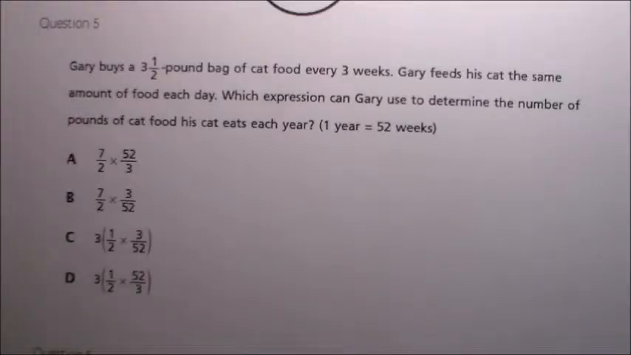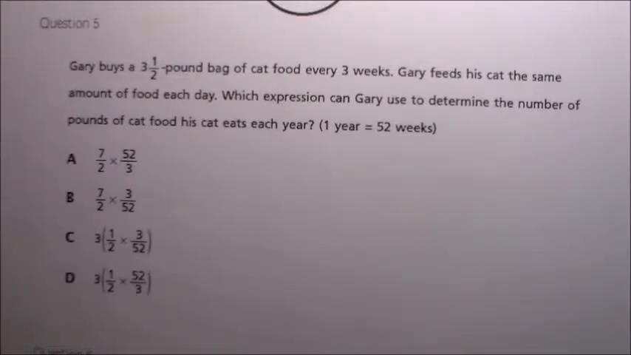Okay, question 5. Question 5 is a horrible, no good, poorly written question. Sometimes on tests, like the one you're going to take, you have to deal with horrible, no good, poorly written questions. You can't avoid them, you just got to do your best, so let's just do our best on this one. Gary bought a 3.5-pound bag of cat food every 3 weeks.